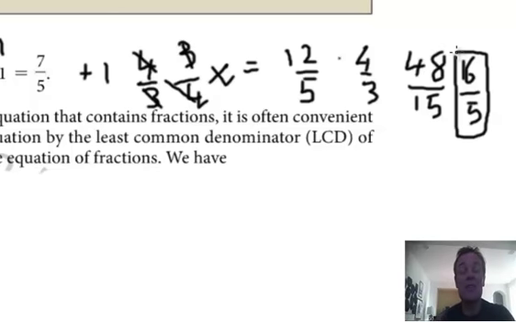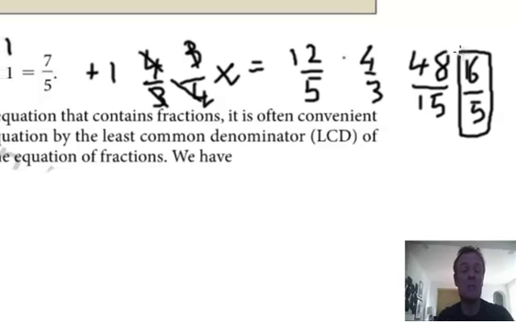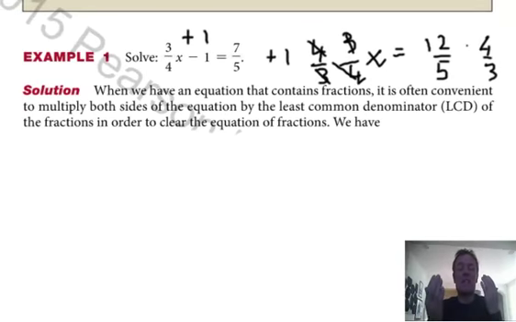Now that's me doing it that way, but a lot of problems are probably easier done by getting rid of all denominators, and that's multiplying by the lowest common denominator. When you're solving something, you can multiply both sides by, well, let's have a look. What's the lowest common denominator? What are the denominators we have? We've got a 4, we've got a 5. Let's multiply everything by 20.